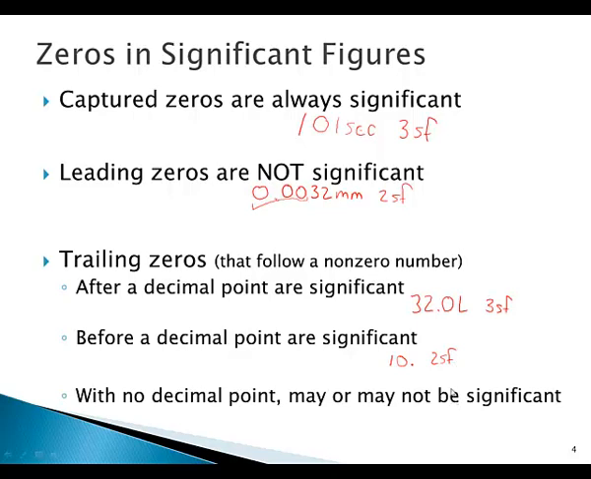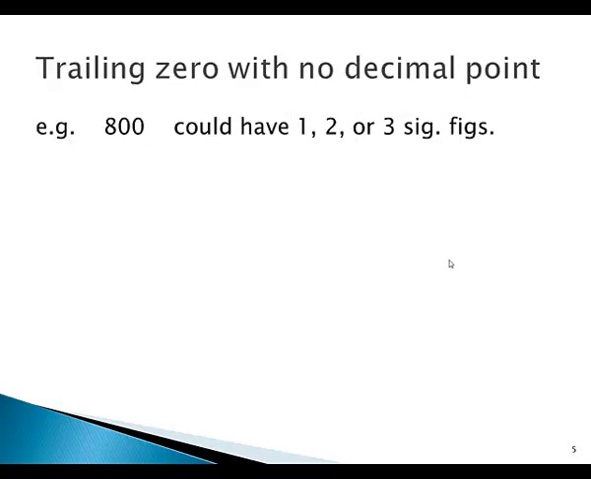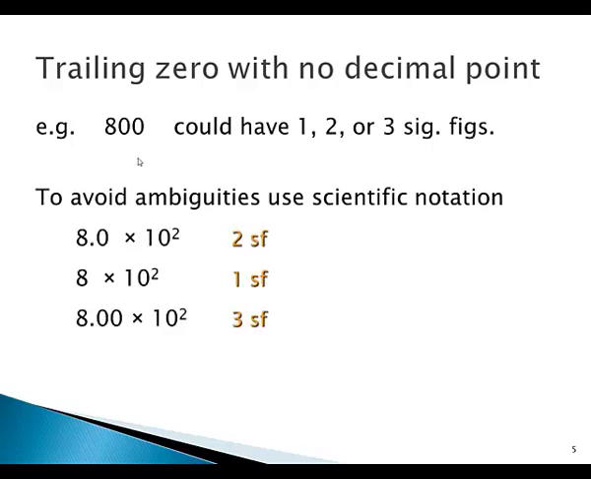If we have a measurement that has no decimal point, those trailing zeros may or may not be significant. So 800 might have 1, 2, or 3 sig figs. To better let the reader know how many values in that measurement are significant, we should put it in scientific notation. If it's 2 sig figs, we put 8.0 because this coefficient only shows significant numbers in the measurement, times 10 to the second. If it's 1 sig fig, we just show 8. If all three are significant, then we would put 8.00 times 10 to the second.